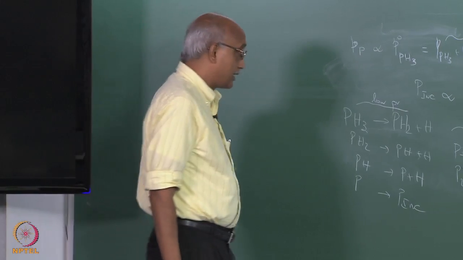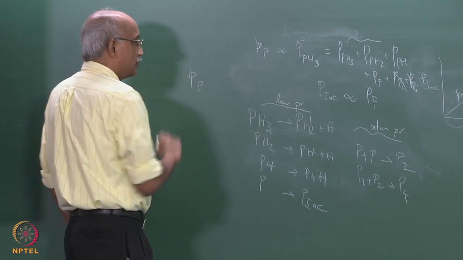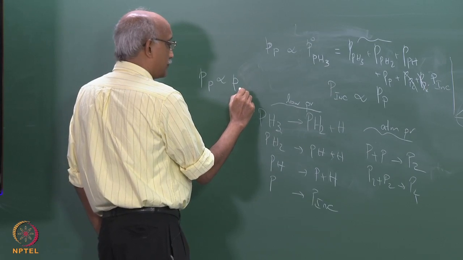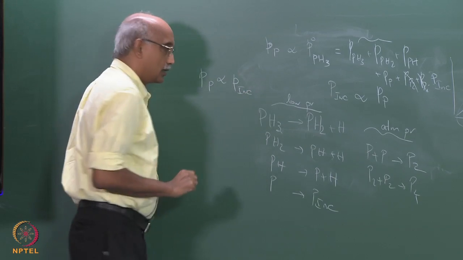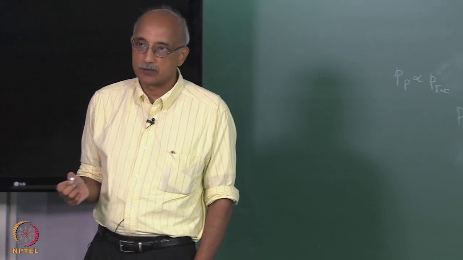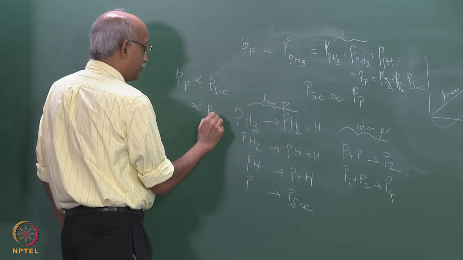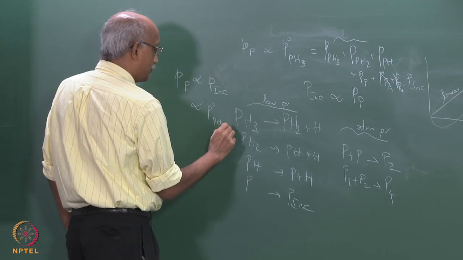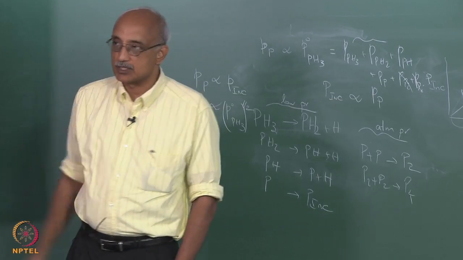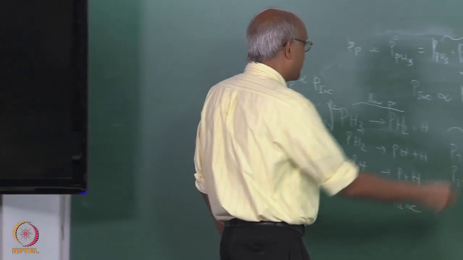And when that happens, P_P, which is really what is proportional to P incorporated, is now not linearly proportional to the incoming or feed concentration, but it's actually now proportional to P0 of PH3 to the power half because of the dimerization reaction. And that is the reason why you see this leveling off behavior.